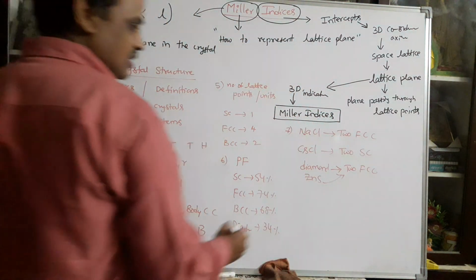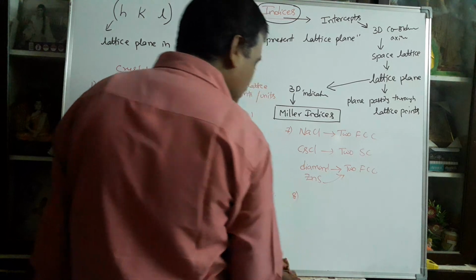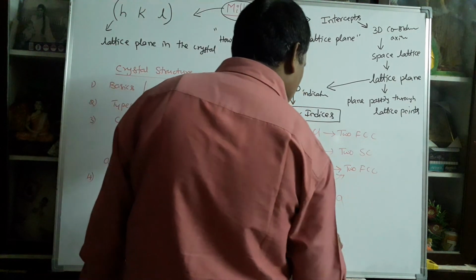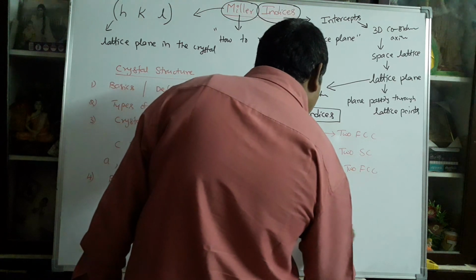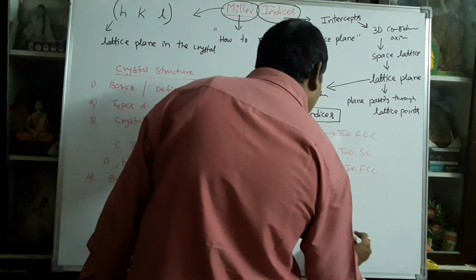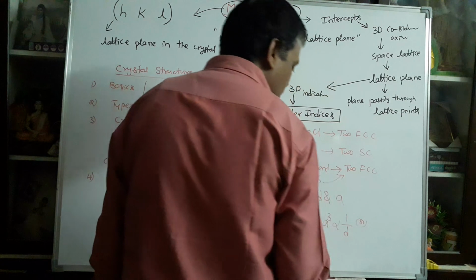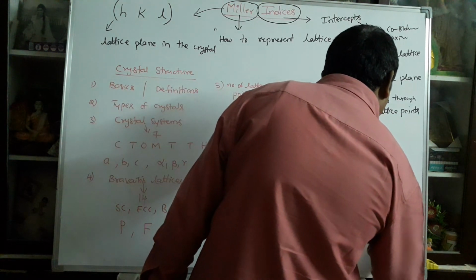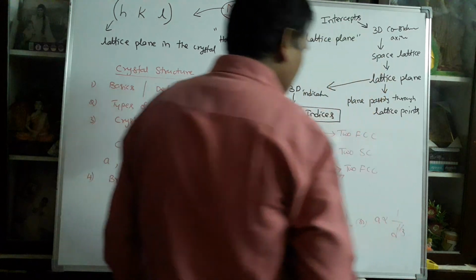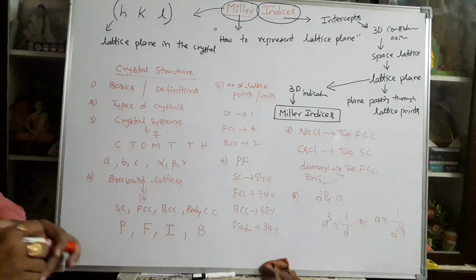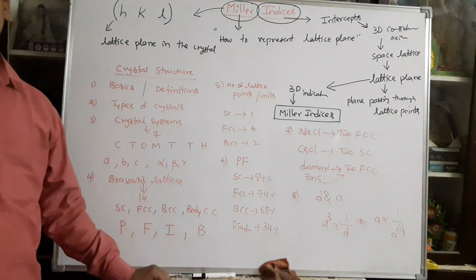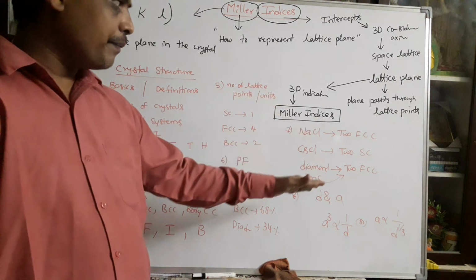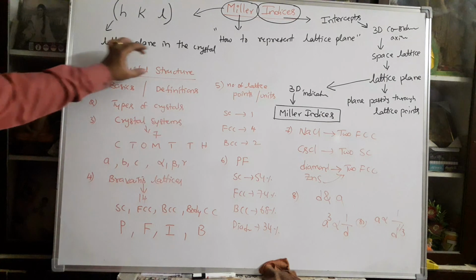After completion of these structures, we went to the relation between density and lattice constant. So a cubed is inversely proportional to 1 by d. Otherwise, this is also represented by a proportional to 1 by d power 1 by 3. These are the main points regarding crystal structure. Based on this, you have completed the main topic of crystal structure.